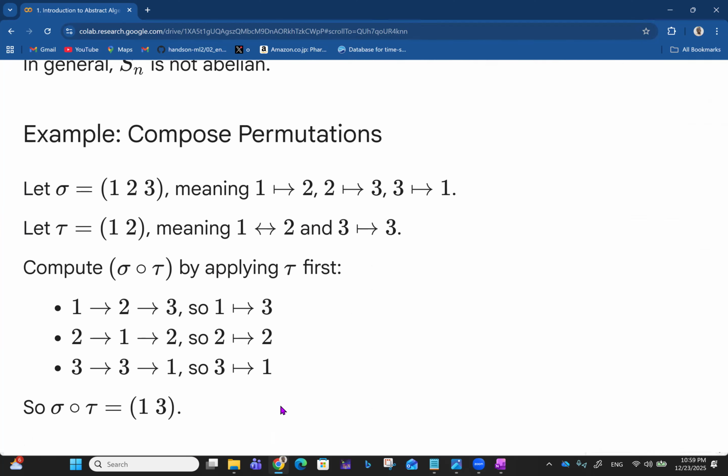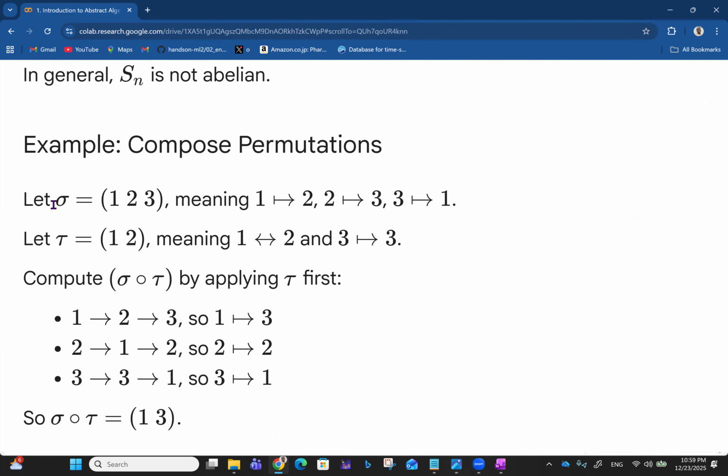So let's look at this example. Imagine you want to compose permutations. Let sigma be 1 to 2, 2 to 3, and 3 to 1 again. And then tau is 1 to 2 and 2 to 1, and it also means 3 goes to 3. If you can move from 1 to 2, you can move from 2 to 3, then from 3 to 1, and it can just run around again.